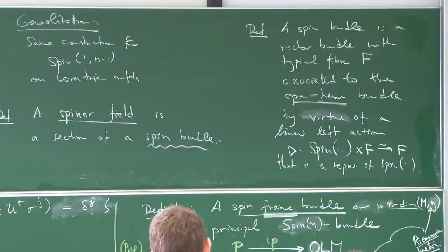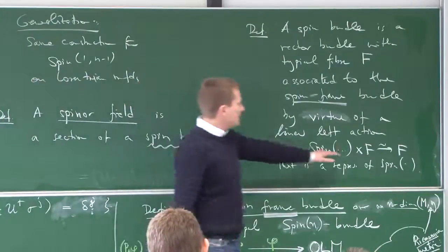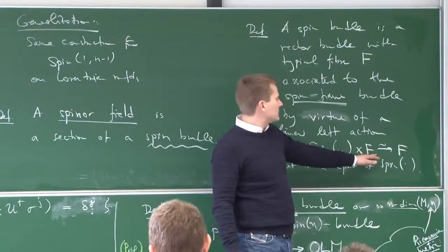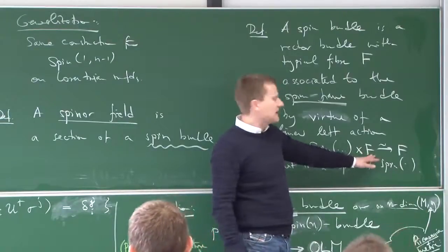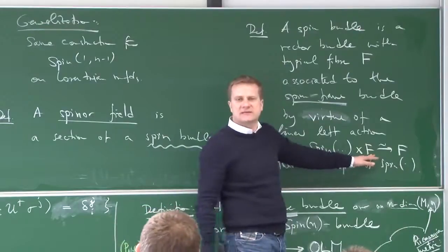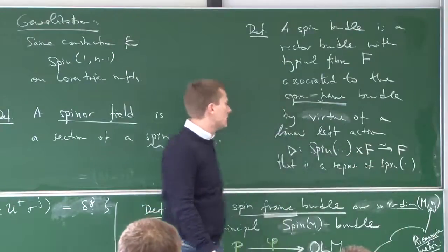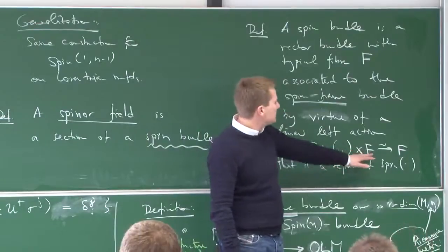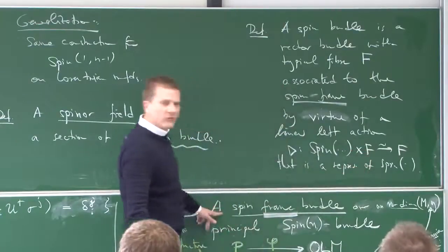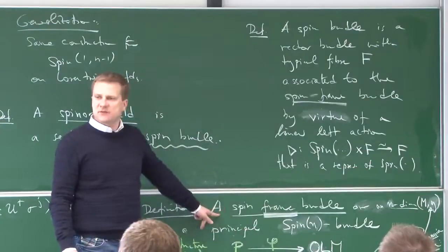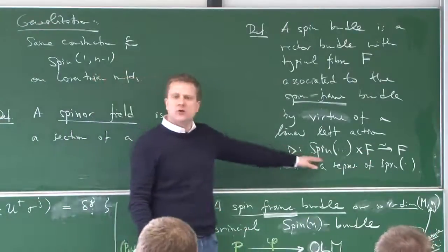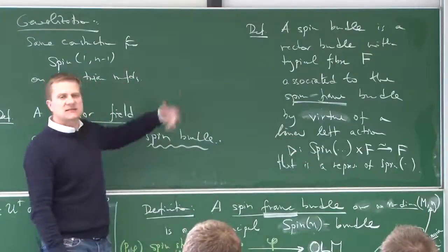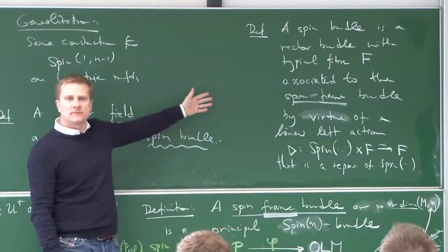So that means these fibers are the values in which our spinor field takes its values. Okay? And this needs to be understood as the associated bundle to the spin frame bundle. So we need the spin frame bundle in order to say what the associated spin bundle is, and the spinor field is just a section in the spin bundle.